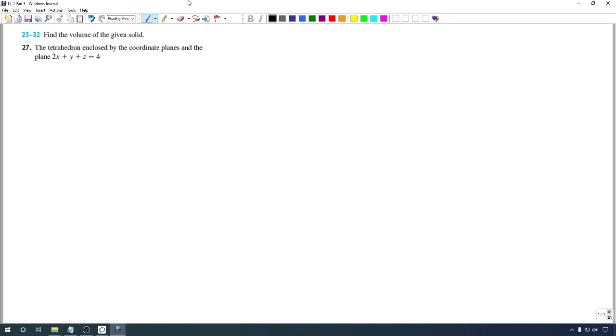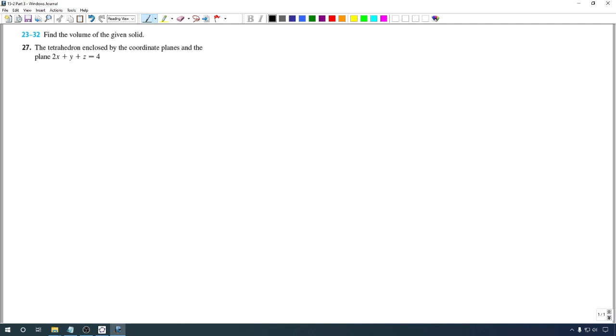Alright, let's continue doing some examples. So here we're looking for the volume of a solid that they've described for us. They tell us that we're dealing with what we call a tetrahedron. A tetrahedron is kind of a triangular pyramid, though we don't necessarily specify that we have an equilateral triangle as the base, or that the height of that pyramid is related to whatever the triangle of the base is.